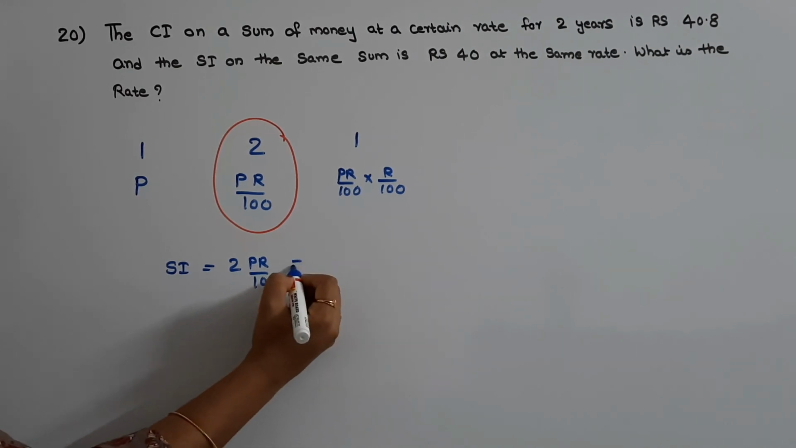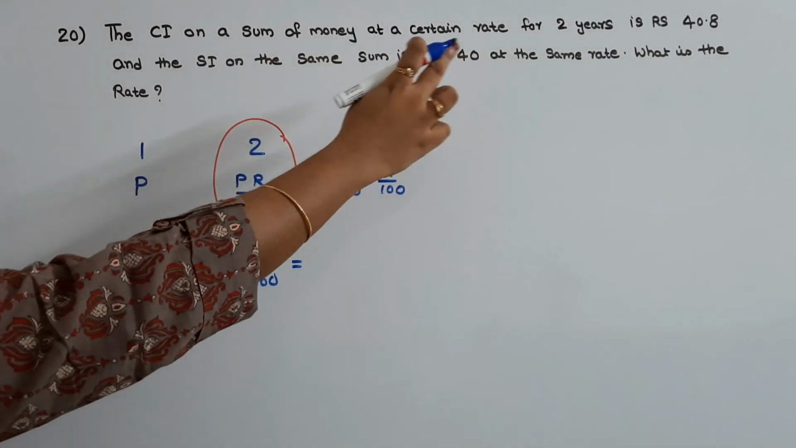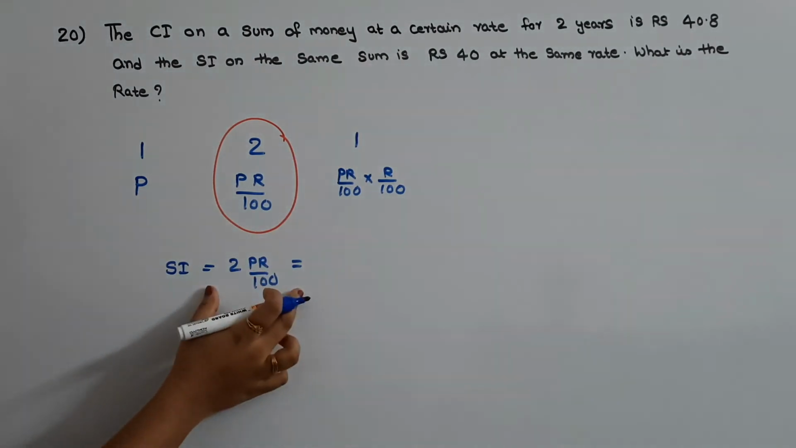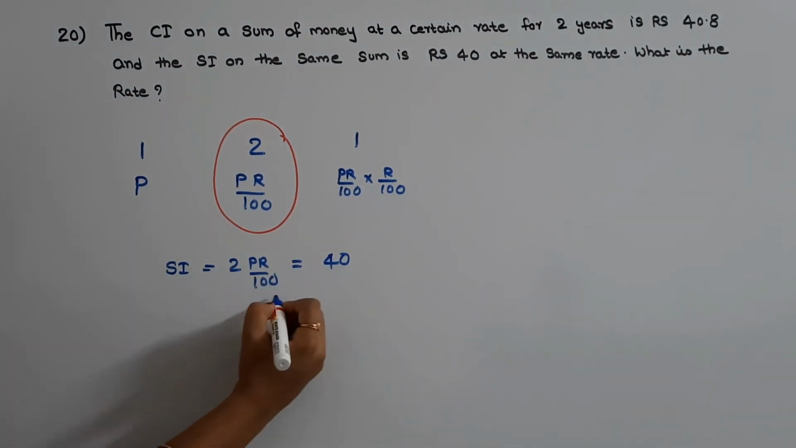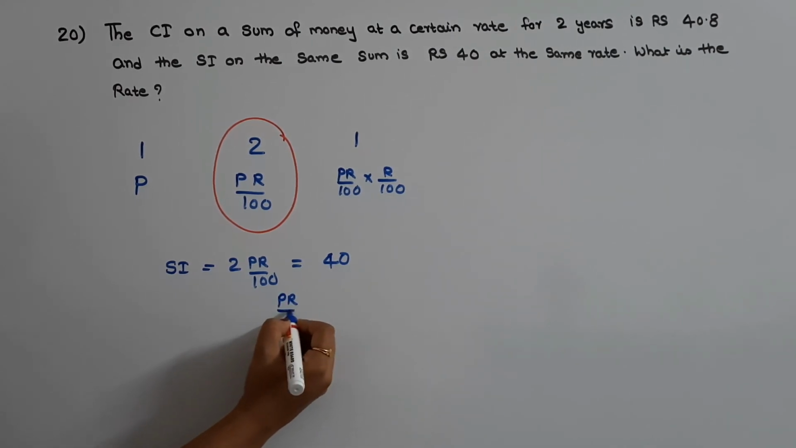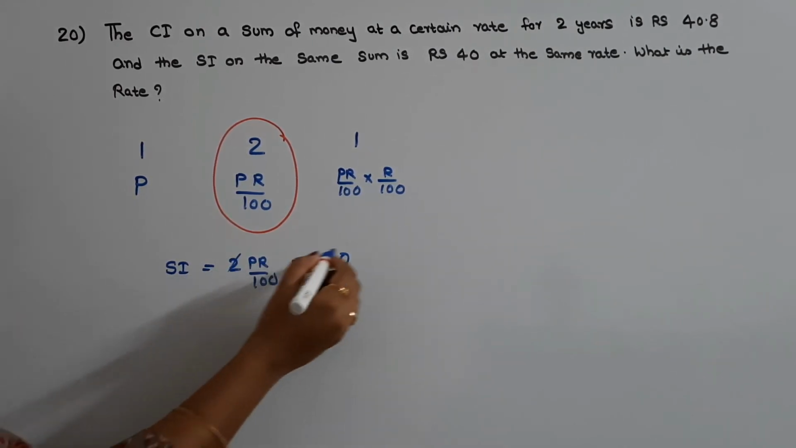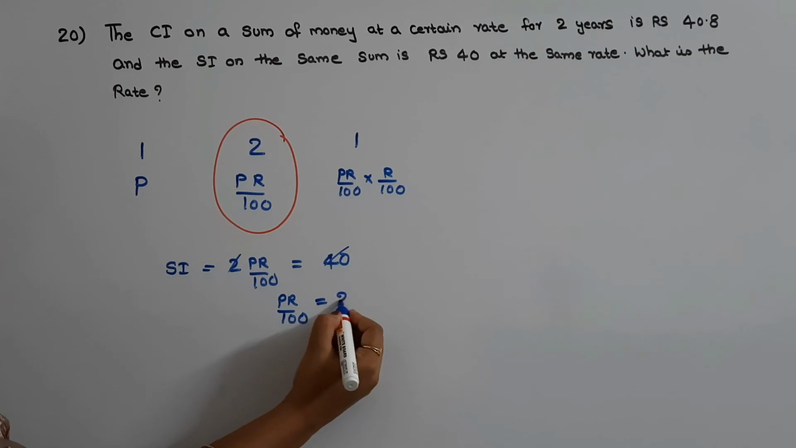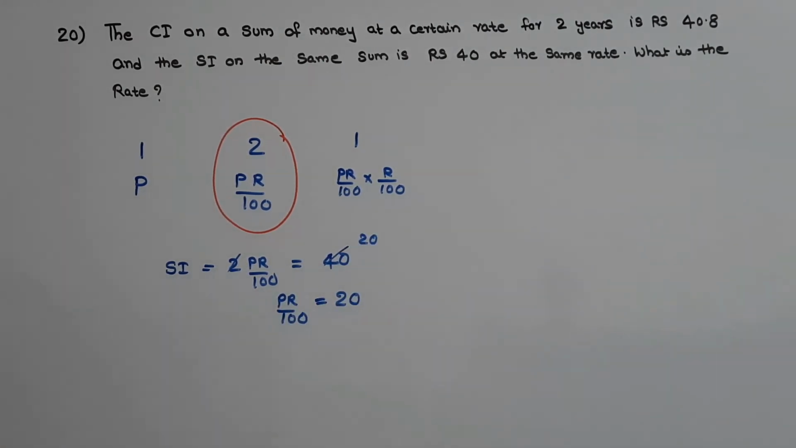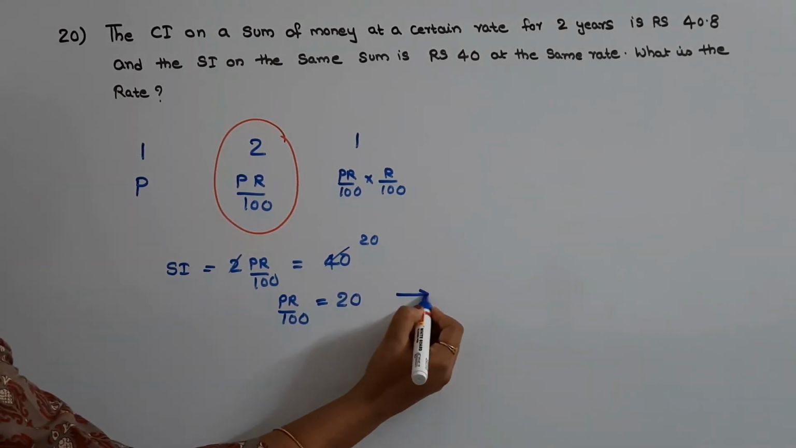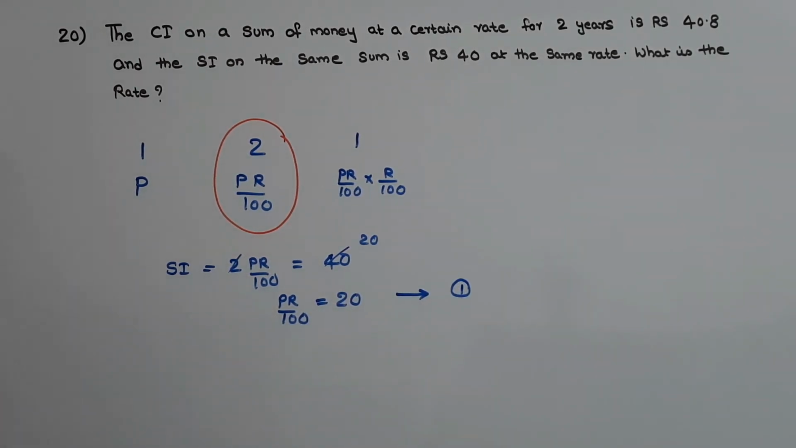In the question, simple interest is given as 40. So we can equate this to 40. So from here, PR by 100 will be equal to 20. Okay, PR by 100 will be equal to 20. Now let us consider it as 1.